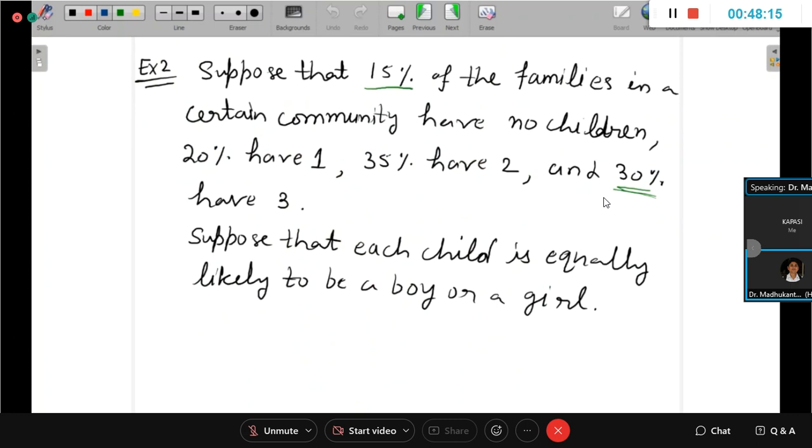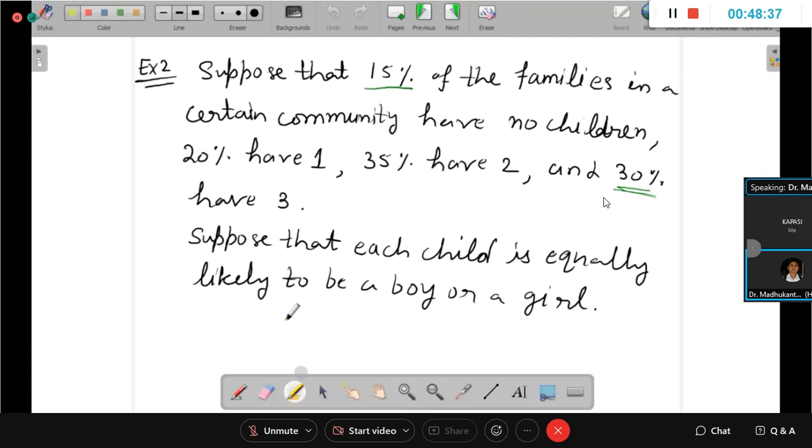Now let's take another example. I want you people to try to find the joint distribution for some of the values. Okay, right. So let's read this.